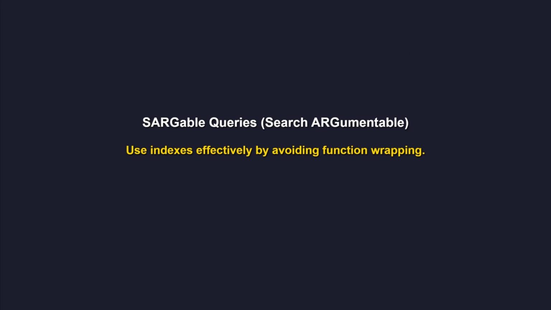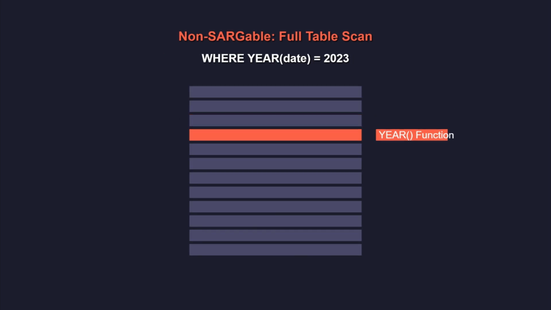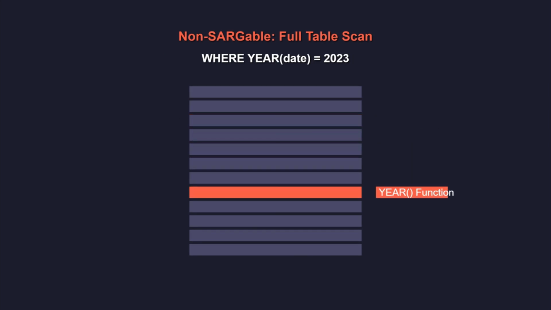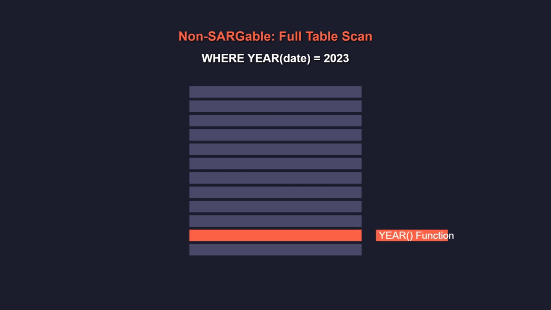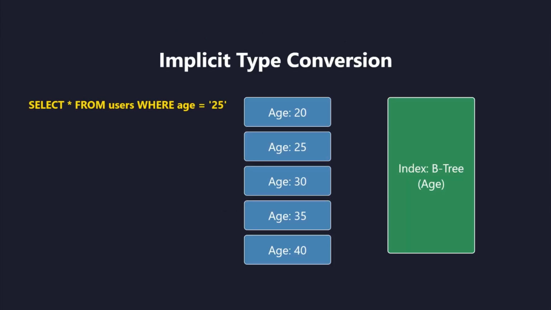Search argumentable predicates, or sargable queries, allow the engine to use indexes effectively. Avoid wrapping columns in functions within the where clause. Applying a function to a column forces the engine to calculate a value for every row, preventing index seeks.